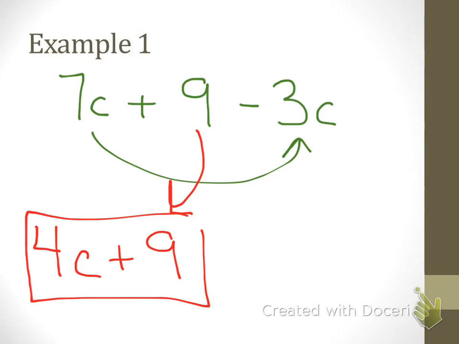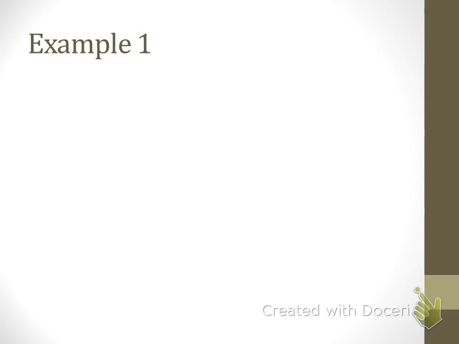I can't do 4c plus 9 because they are not like terms. I cannot combine a variable with a number. Now, if that was 9c, then I could combine them, but it's not. So let's do another one. Let's do one that's a little more complicated.